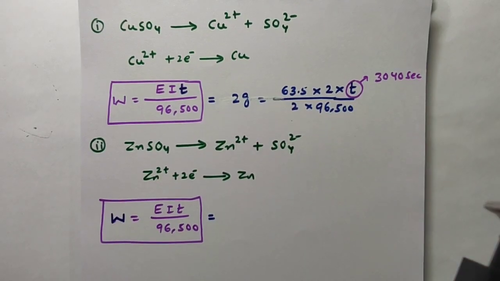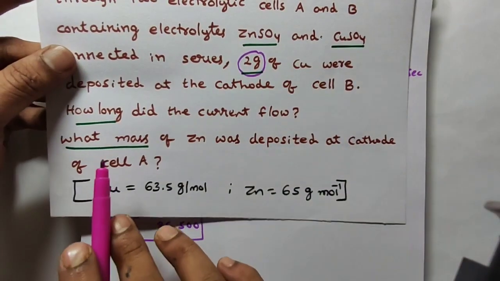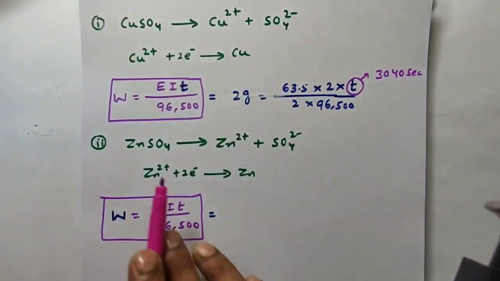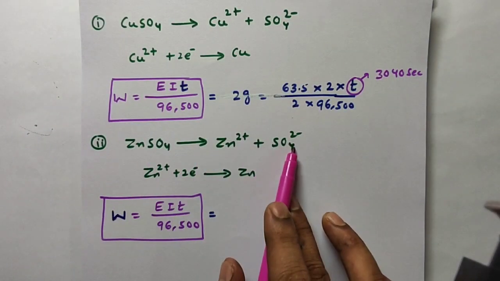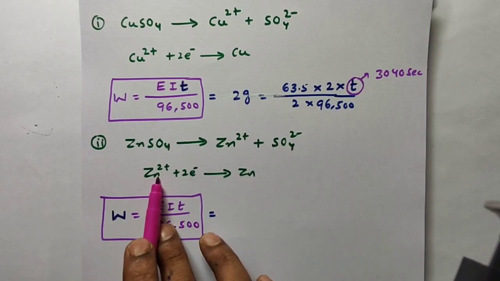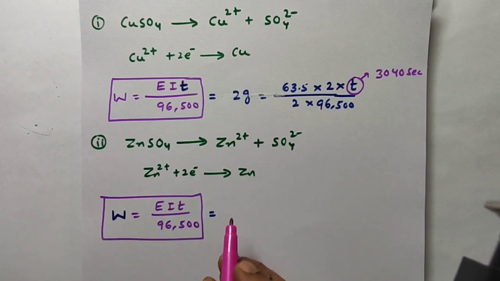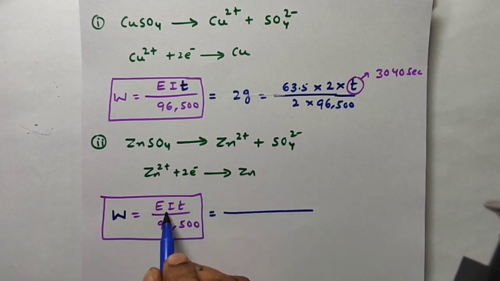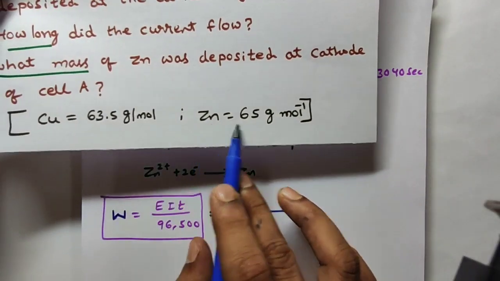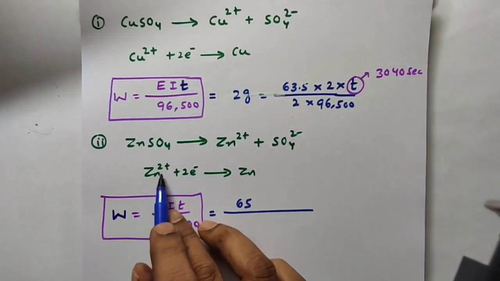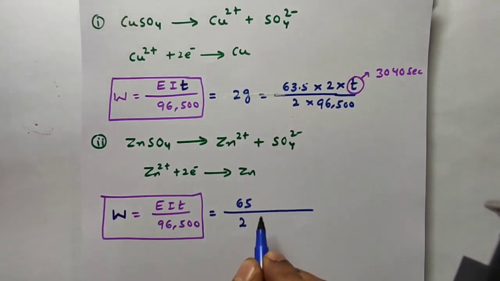Now, in the second step, what do we have to find out? What mass of zinc was deposited at the cathode. First, zinc sulfate splits into Zn2+ and SO4 2-, and Zn2+ gains 2 electrons and is converted to Zn at the cathode. So what is the charge on zinc? Plus 2. The equivalent weight: the atomic mass of zinc is given as 65, and the charge is plus 2, so divided by 2 into I.